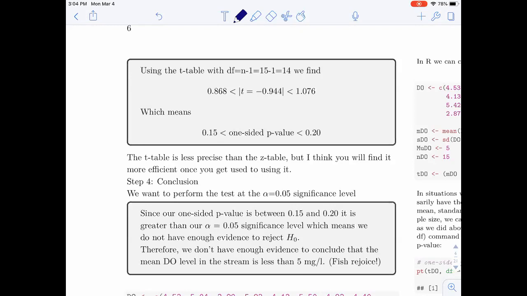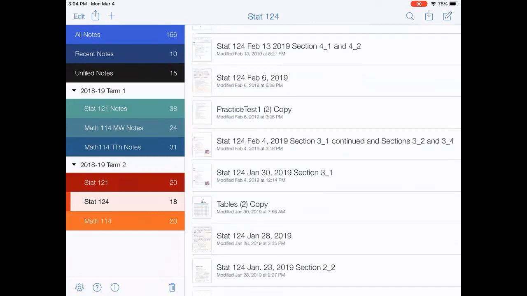So here I'm showing, okay, my degrees of freedom is 14. Then we take the absolute value of t. Remember, the absolute value just has these two vertical lines around it, and that means we basically drop the negative. And so 0.944, if we go to our t table, is between those two values.